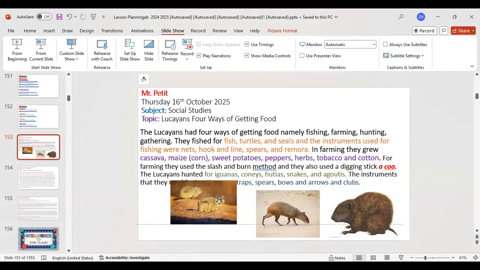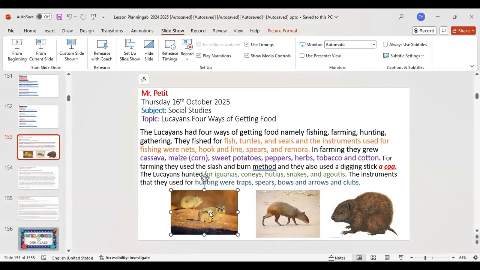It looks like a little squirrel, a very little squirrel. And so we know what an iguana is. We know what a coney is, snakes, and agoutis.